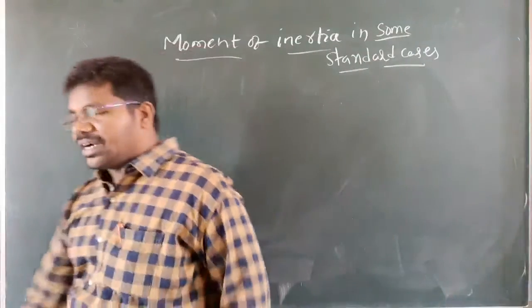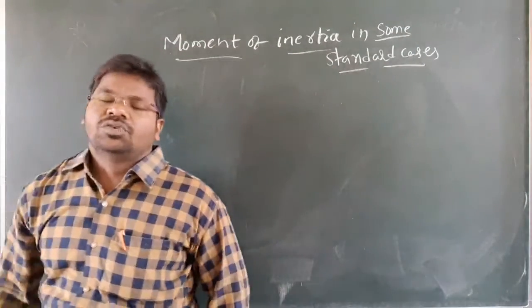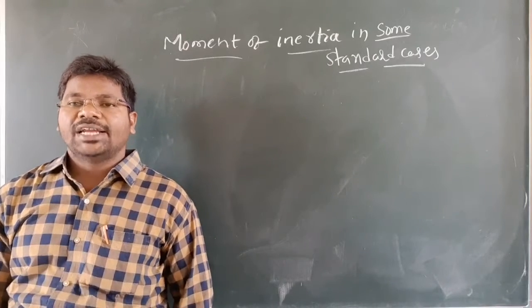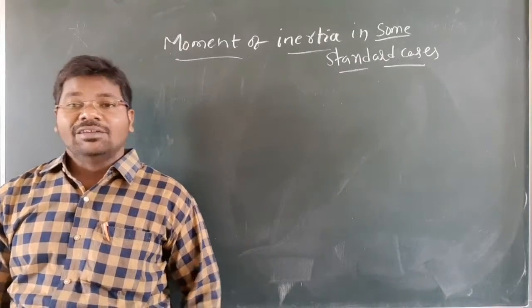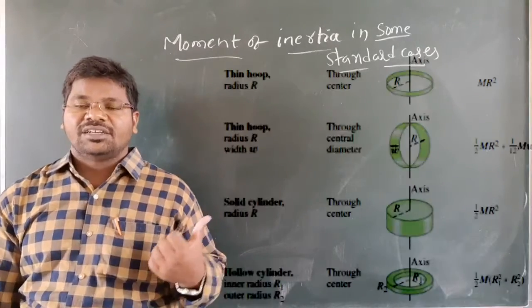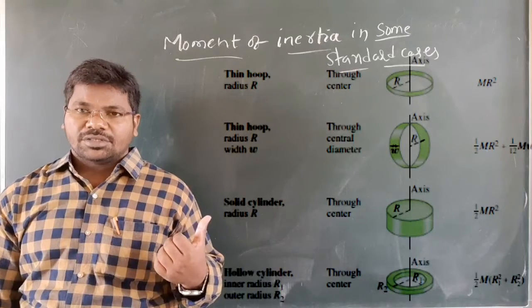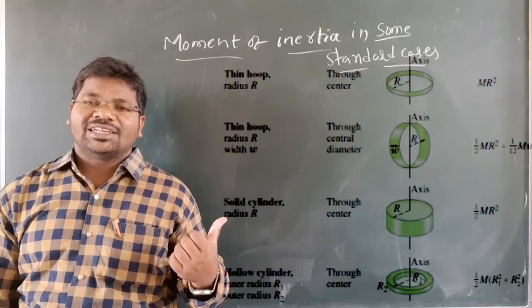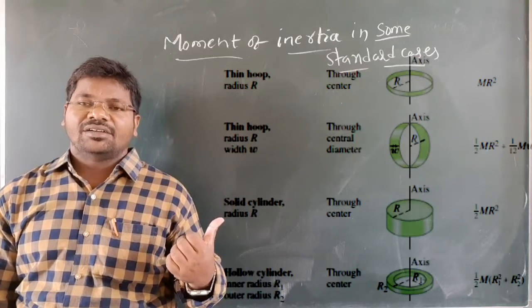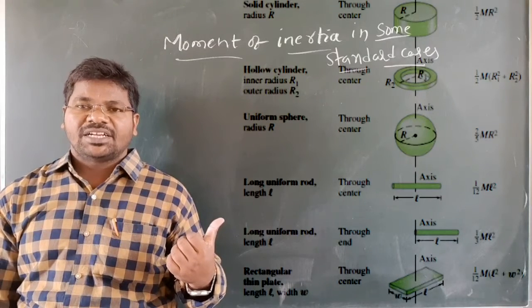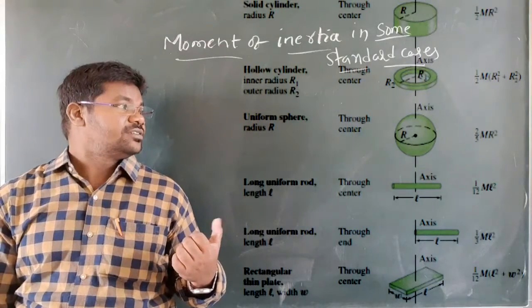Okay, see here, my dear children. According to the parallel or perpendicular axis theorem, we have to find the moment of inertia of different shaped bodies. Okay, understand, my children? See here, different types of shapes of bodies which are rotating. So what are the moment of inertia and radius of gyration? Okay, so this is the content.